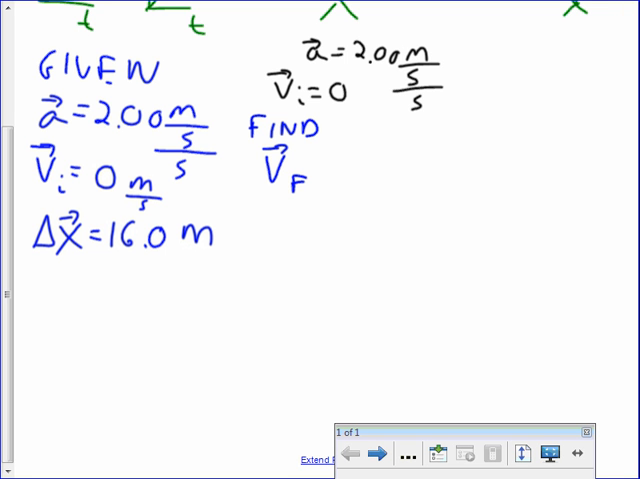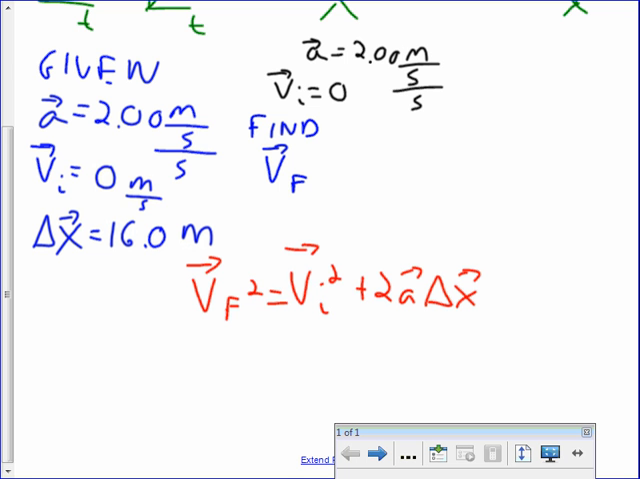And I know that my time-independent equation that I can use is Vf squared equals Vi squared plus 2a delta x. I can simply plug all the values into this equation and solve, because I know everything else already. So my initial velocity is 0. My acceleration is 2. And my displacement is 16.0. So this is just a matter of solving for Vf squared.